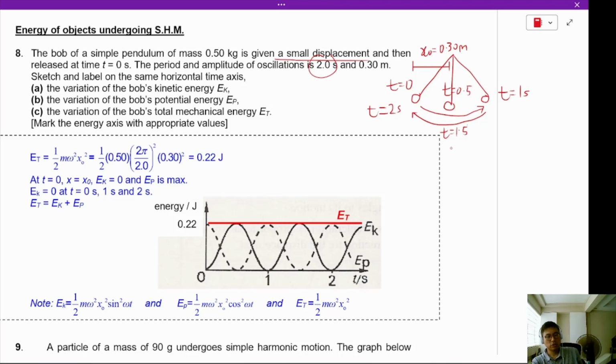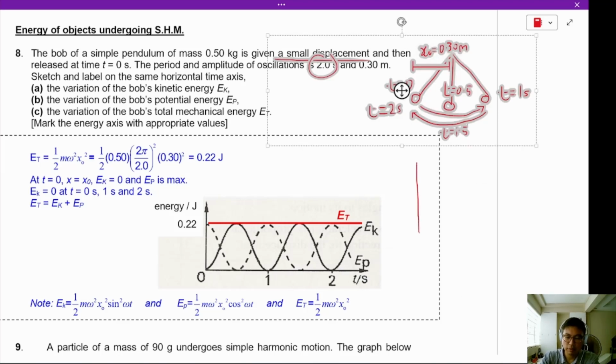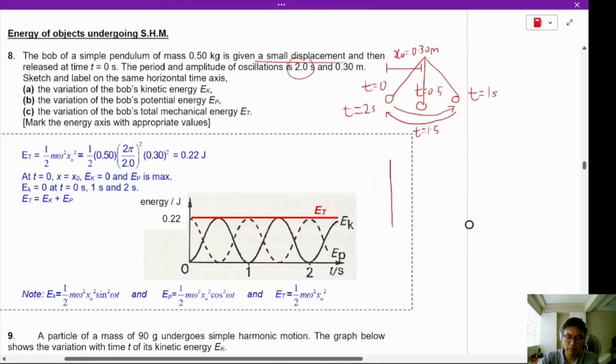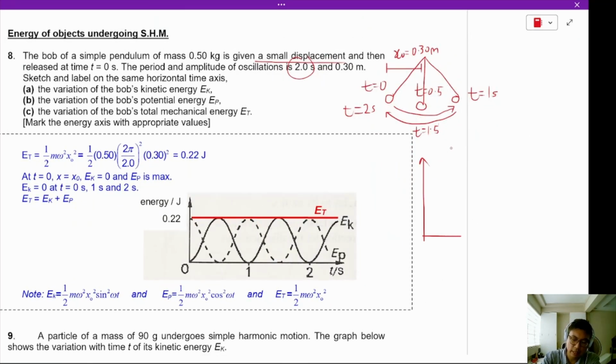Now, let's draw the variation of the kinetic energy EK with time. Now, we know that for the kinetic energy, it must be a double hump graph. That means to say that it's 2 humps for every period. Why is that the case? Now, let's draw the kinetic energy with time.